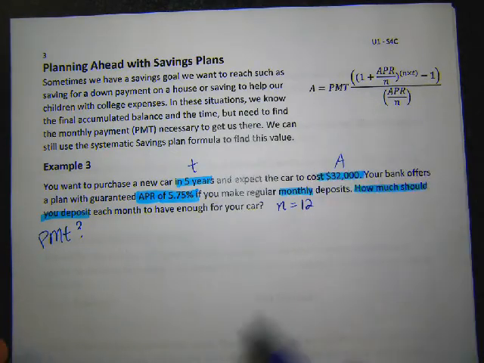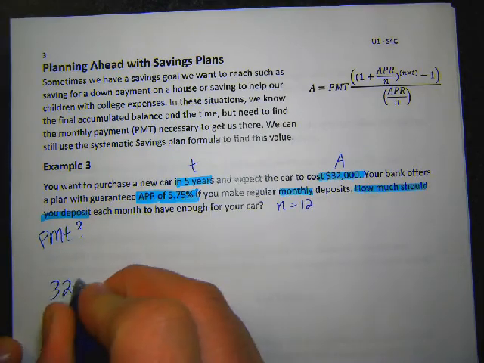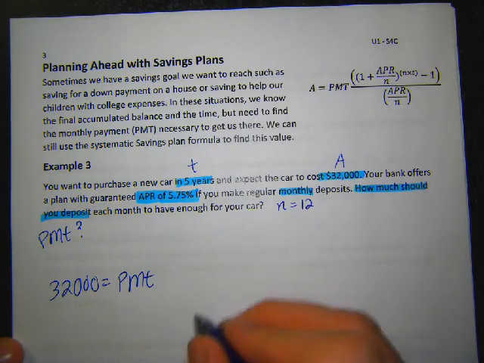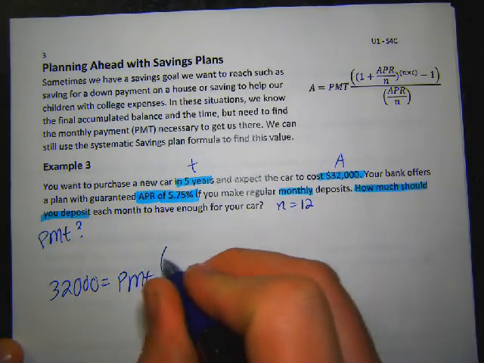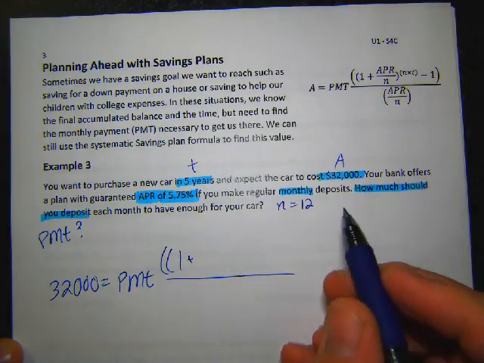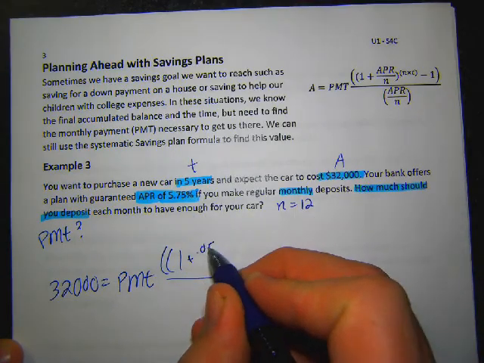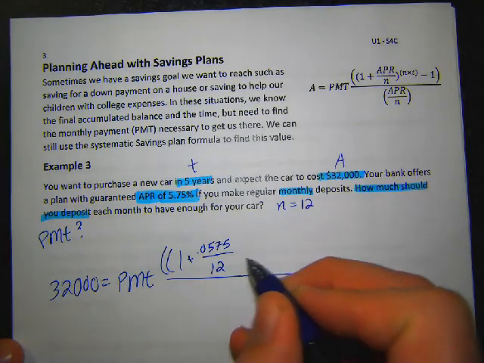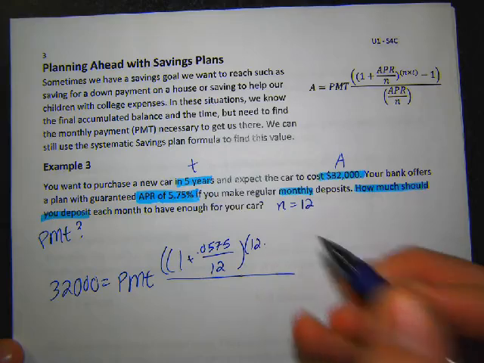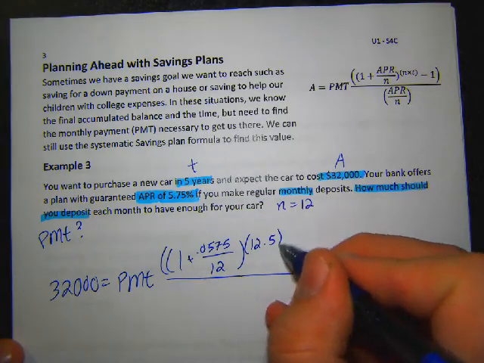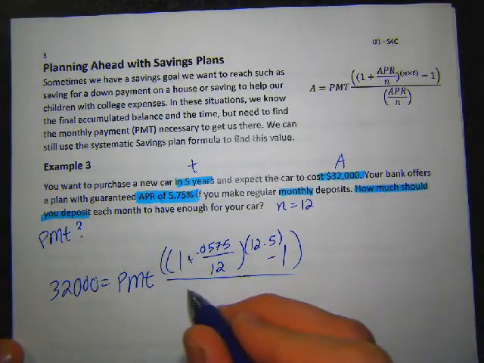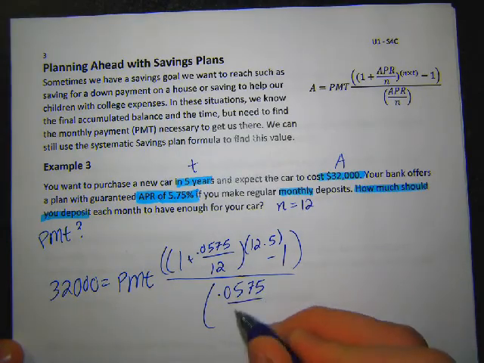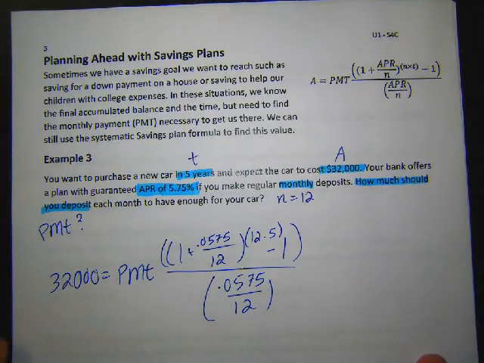Okay, so putting in what we know, we know the 32,000 is A. Payment is what we're looking for, so we don't know that. We're going to find that. We still know the rest of this stuff. We know that 1 plus APR, which is going to be 0.0575 with the decimal two spots, and N is 12, so divide by 12. The power of 12 times, in this case, 5 years, minus 1. On the bottom, we still have 0.0575 for APR and 12 for N. So we're going to have to do a little bit of algebra.